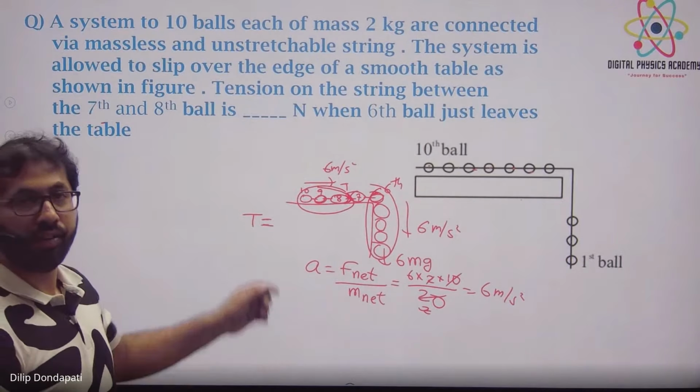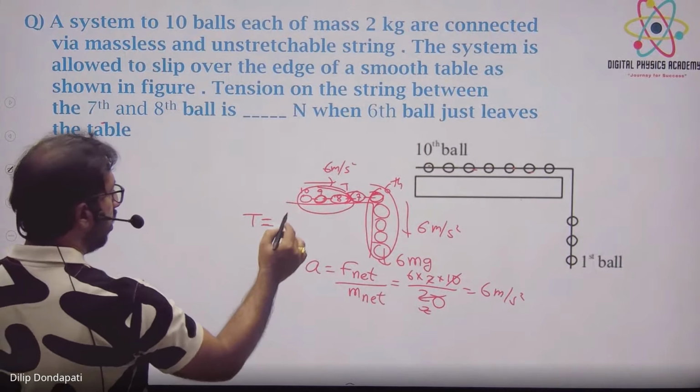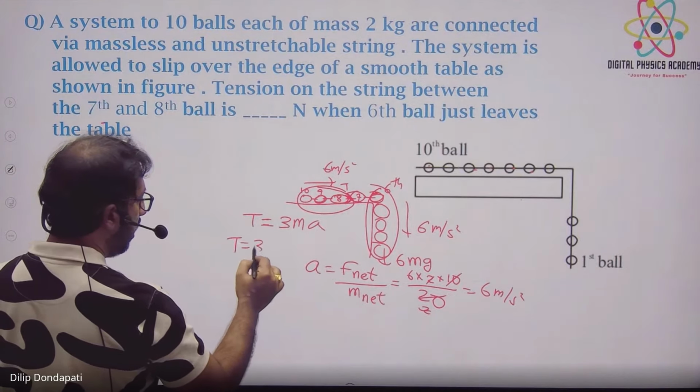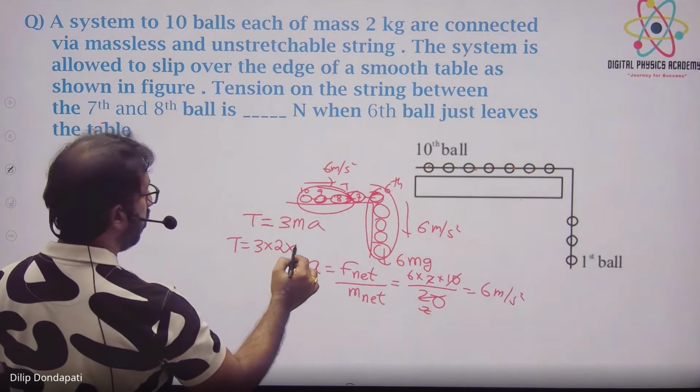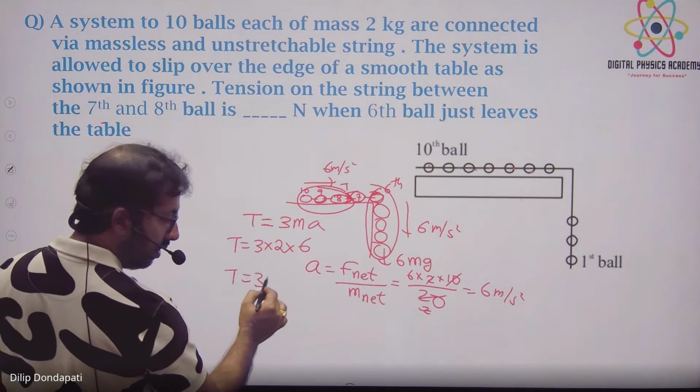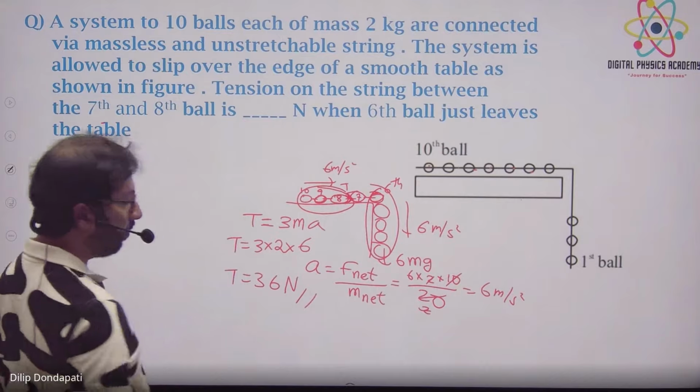समझ में आ रहा है? नेट फोर्स इक्वल टू 3m इंटू ए. सो कितना होगा? 3 इंटू 2 इंटू 2. The acceleration is so much 6. So 6 into 6 is 36 newtons. This answer.